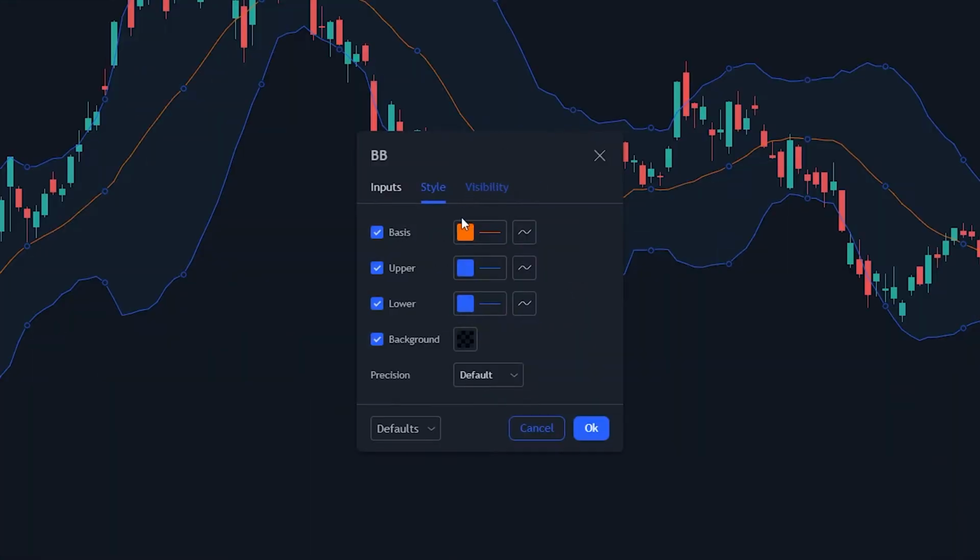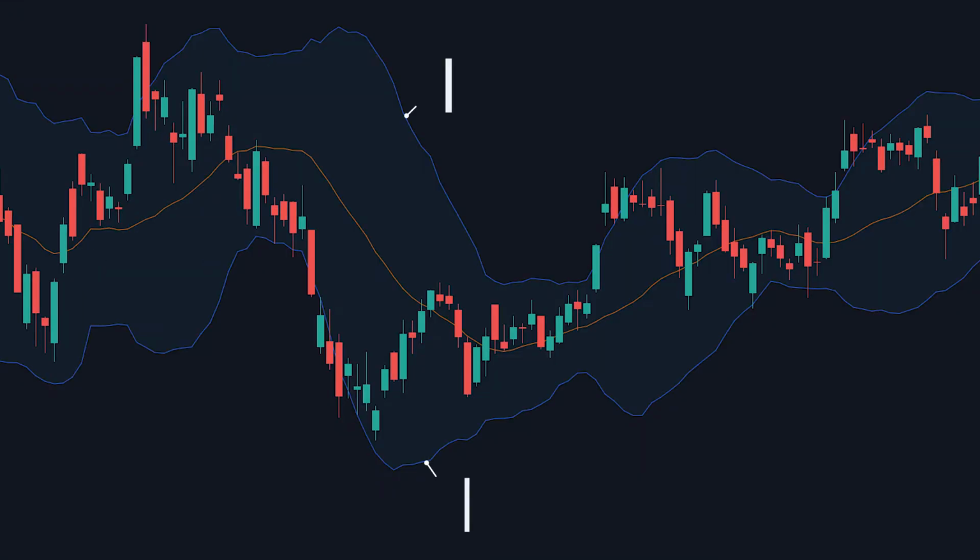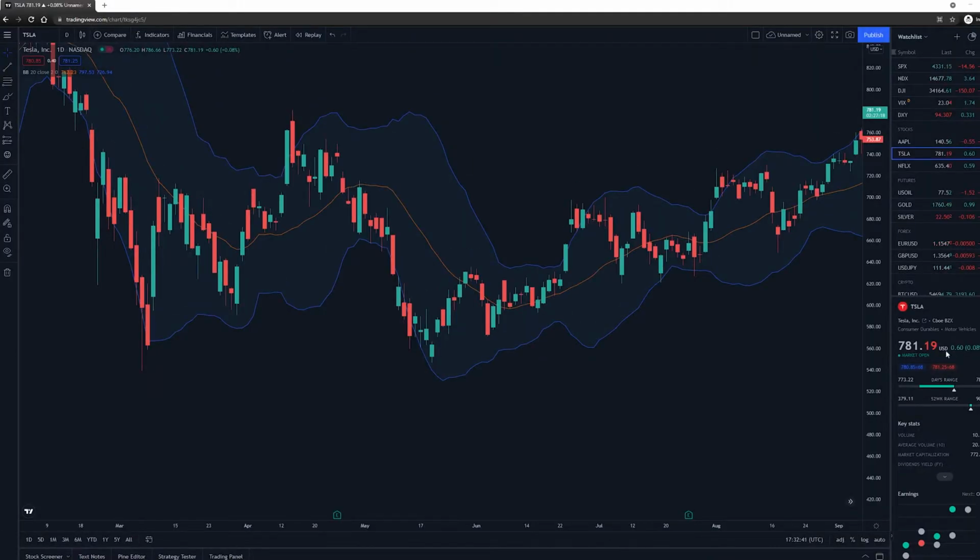Bollinger Bands serve as a fundamental tool for traders, adeptly highlighting potential support and resistance levels in the market. By fine-tuning the length and standard deviation settings, traders can significantly enhance the performance of this indicator, optimizing their strategies to respond effectively to market dynamics.